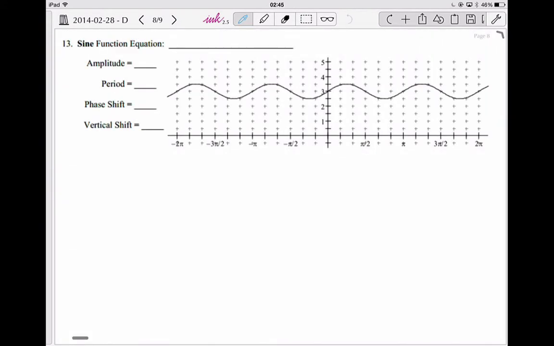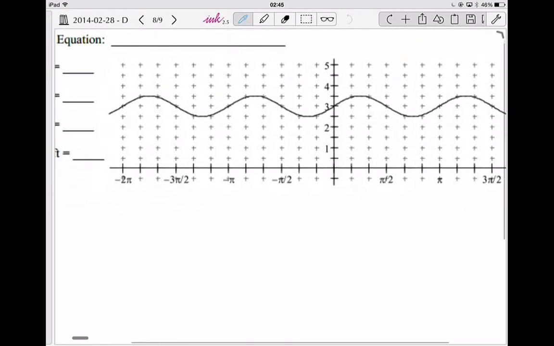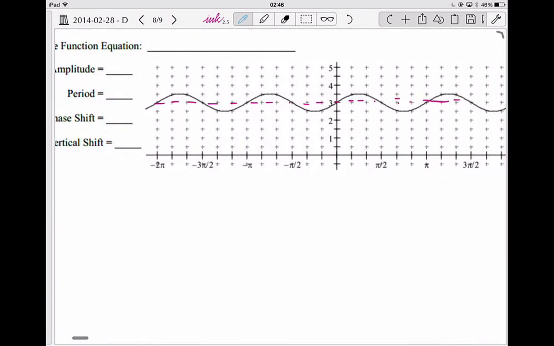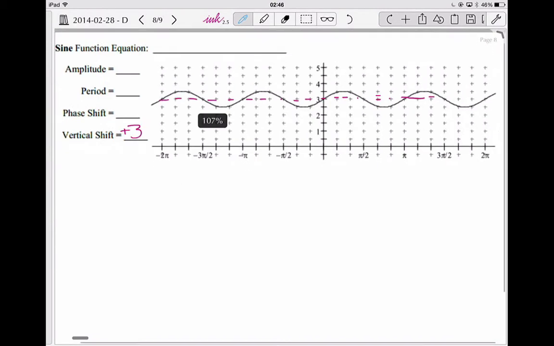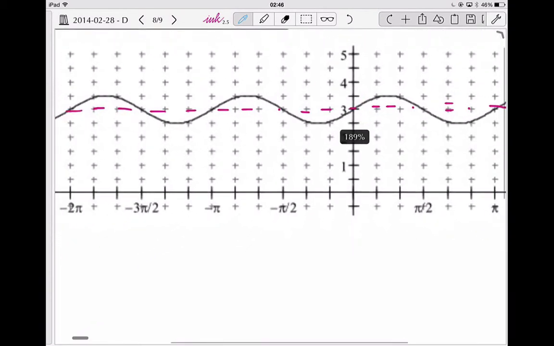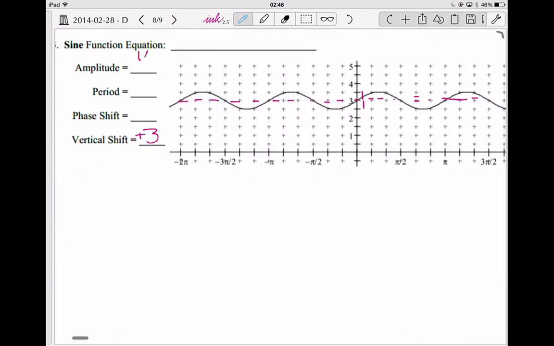Let's see, a sine function equation. Well, let's get that center line in here. Okay, yeah, that kind of looks like a center line. That center line is at 3, so we must have gotten scooted up 3. And then how far up and down does it wiggle? Well, it wiggles this much and that much, and it looks like that's half the way from 3 to 4 or half the way from 3 to 2. So my amplitude is 1/2.